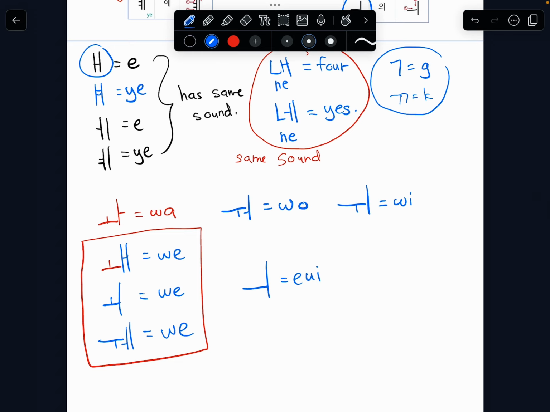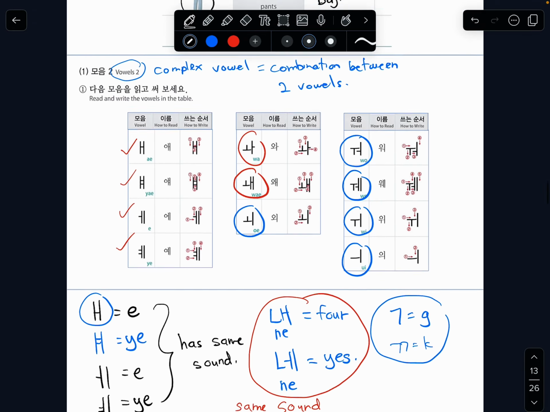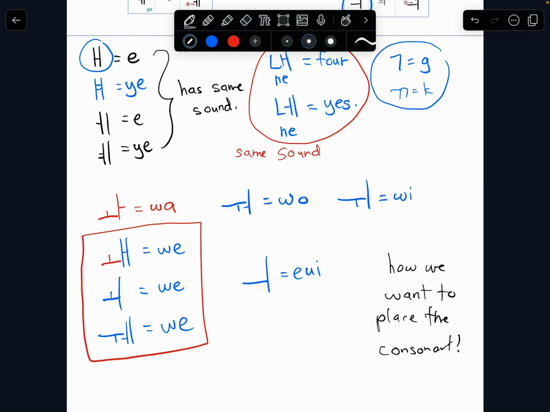Now, how do we place the consonant? Basically the rule is, if they have a horizontal line, you can put the consonant on the top. I will show you. For example, this one has a horizontal, this one has a horizontal, long horizontal, long horizontal. So for all of these, you should put the consonant here on the top, like this, like this.